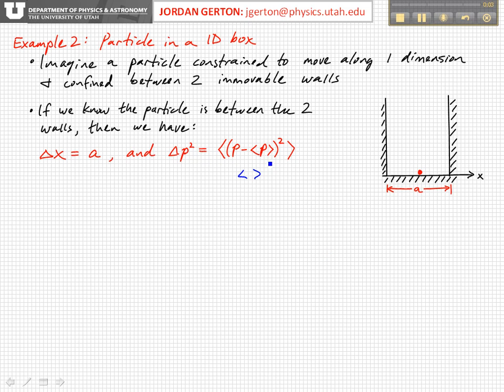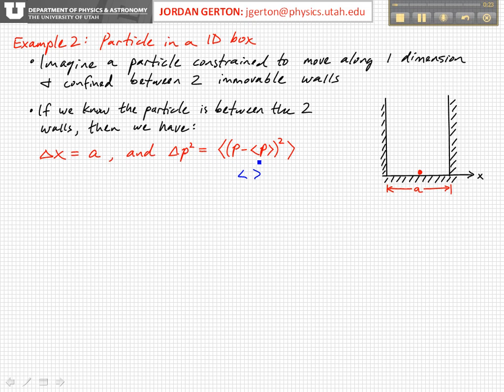Okay, so this quantity here in parentheses is just the difference between a particle's instantaneous momentum and the average momentum. If we square that and take the average of that, then we get something which is related to our uncertainty in its momentum, or the spread in momentum values.